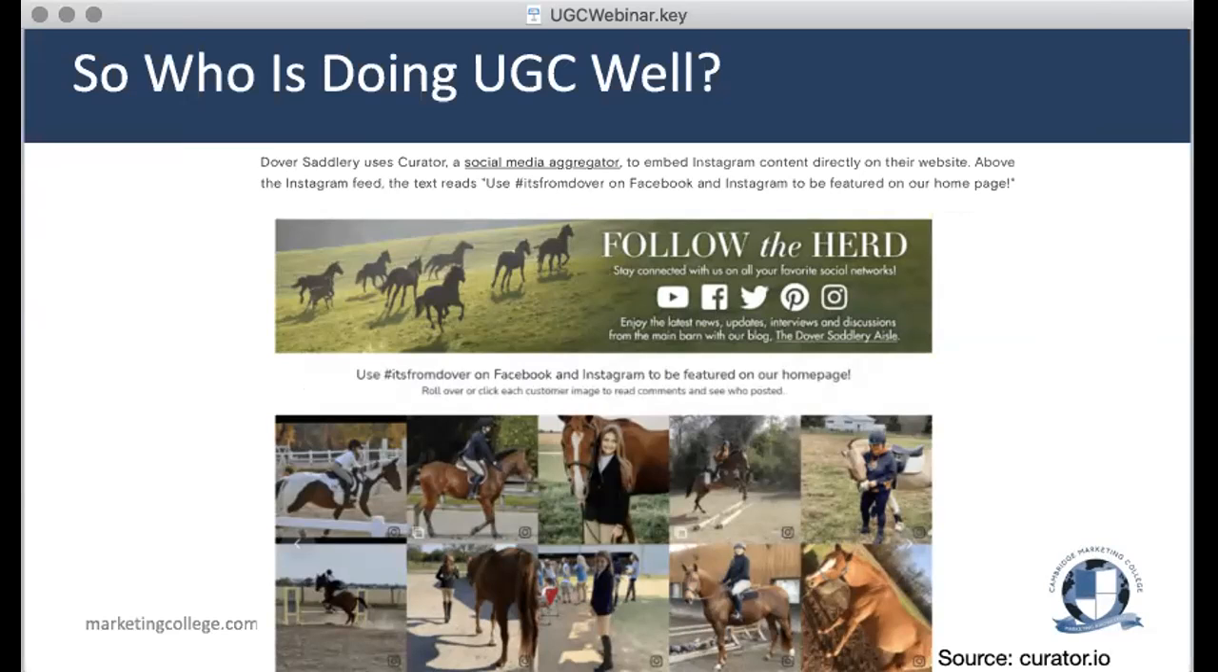Another way that you can do it, there's an organization called Dover Saddlery, and this obviously is not a great big global brand, far from it. It's a local business who are using an Instagram feed to embed content that is actual customer content, again, using hashtags. And the hashtag is It's From Dover. They're a saddlery with a lot of equestrian products that they offer through their store, with an automated feed onto their website.